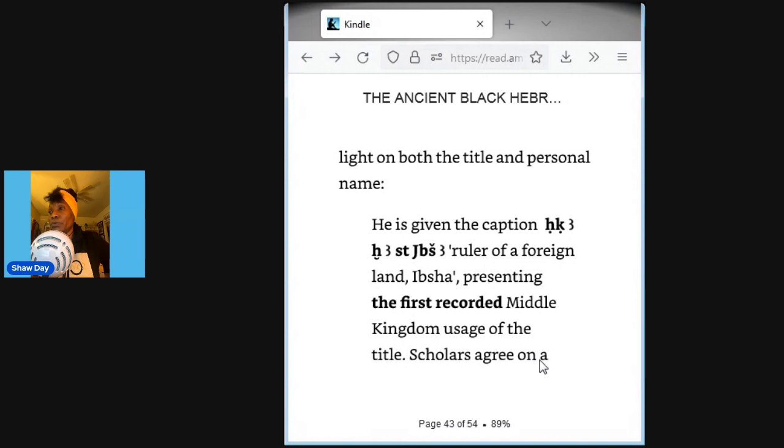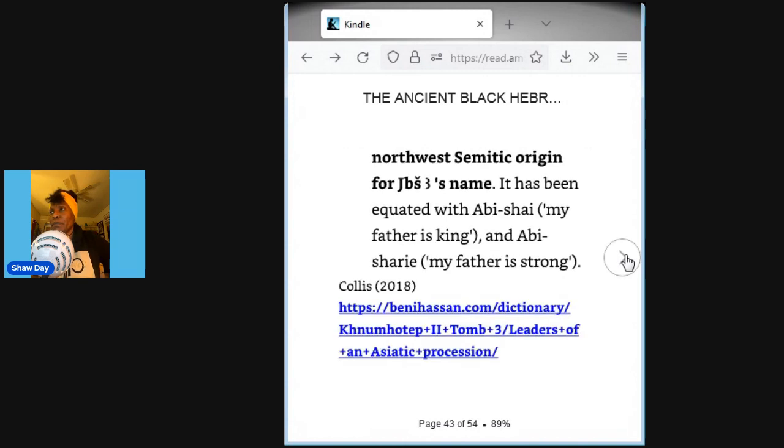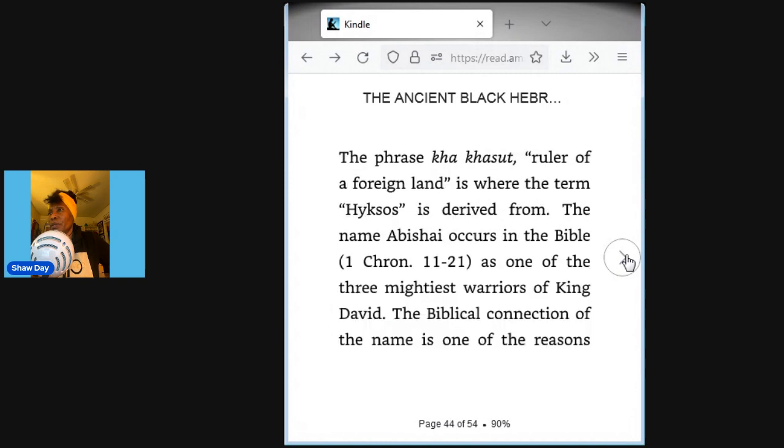Scholars agree on a Northwest Semitic origin for the name. It has been equated with Abishai, my father's king, Abishari, my father's throne. The phrase Hikau Khasut, ruler of the foreign land, is where the term Hyksos is derived from.